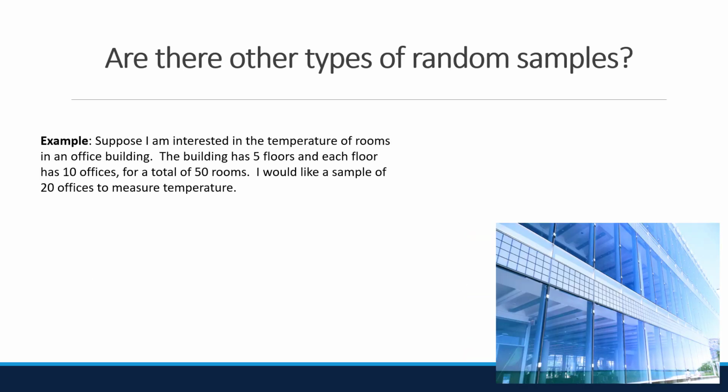Let's look at an example which will illustrate the different types. Suppose I'm interested in the temperature of rooms in an office building. The building has 5 floors, and each floor has 10 offices for a total of 50 rooms. I would like to sample 20 offices to measure room temperature.